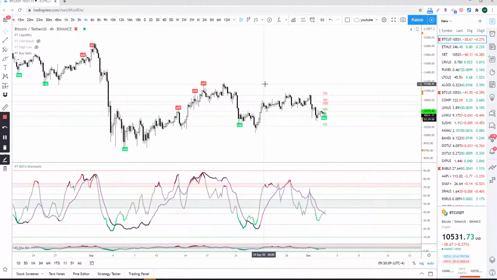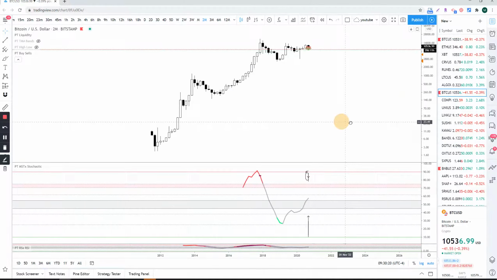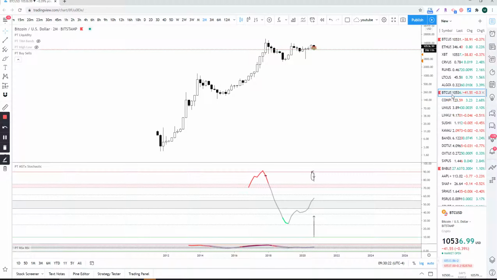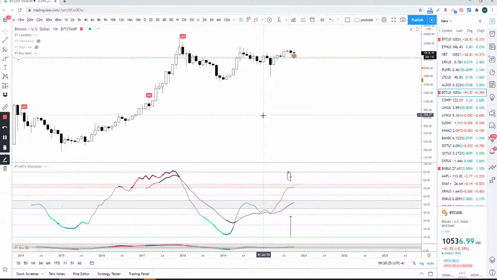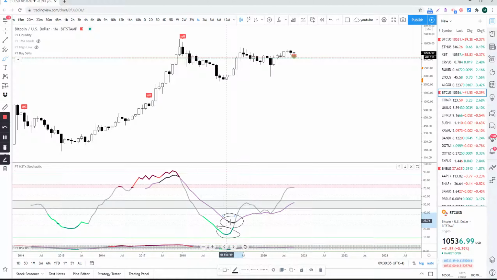Look at the monthly real quick. Let's go to Bitstamp because it has more data. No, what am I doing? Yeah, right here. So look at this, man. Exhaustion. We cross over the Stoch. We crossed over the signal line after the signal line was exhausted, and then we retested it, right? Look at this beautiful retest, man. Look at that. And we went up.